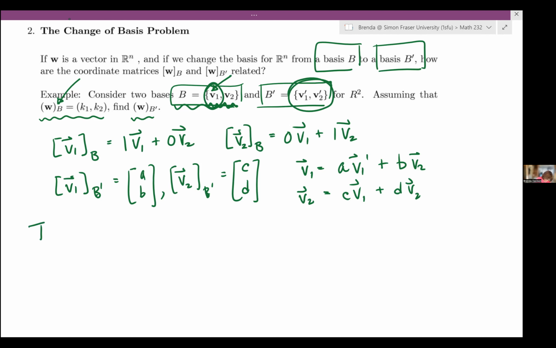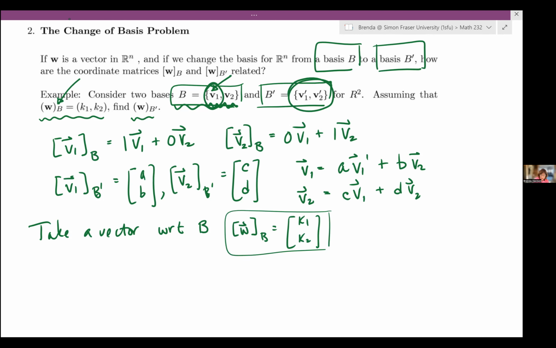Next, I'm going to take a vector with respect to the original basis. Let's call that vector W. There's W with respect to B. It will have two coordinates, K1 and K2. This notation right here means that W is equal to K1 V1 plus K2 V2.